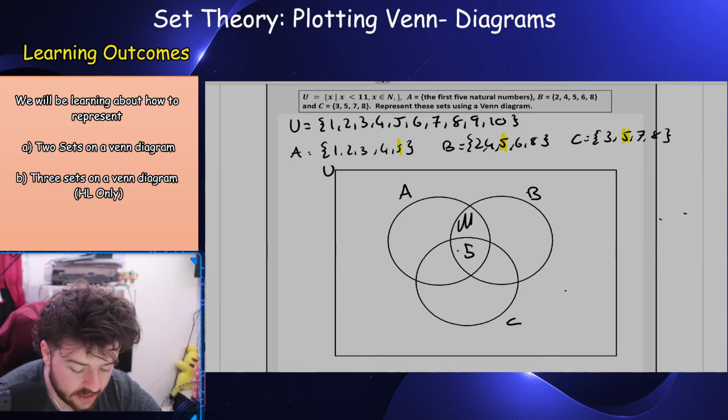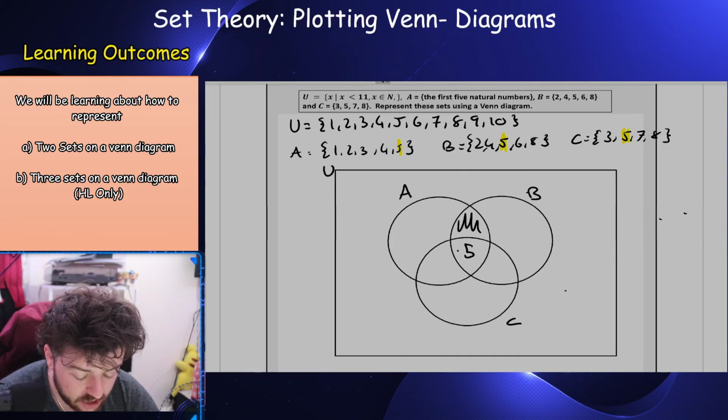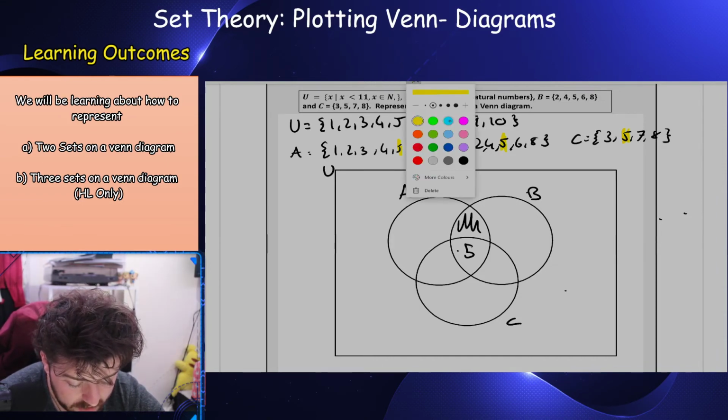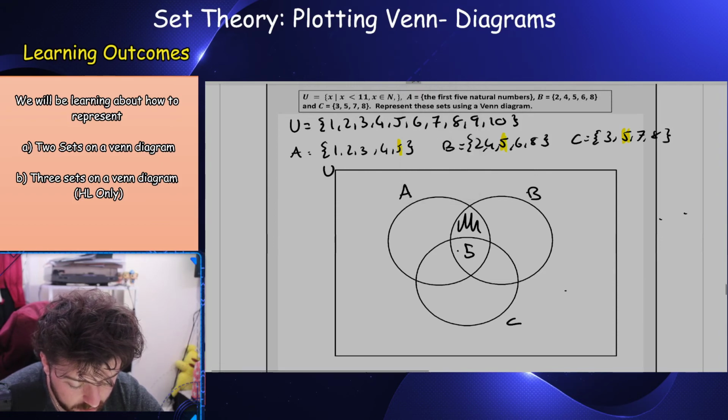Now let's have a look at this region next. So what are the elements common in A and B that's not 5? Let's have a look here. A and B, well, they have a 2 in common, don't they? They have a 2 in common, they have a 4 in common, and that's about it. So up here, I'm going to be writing 2, 4.